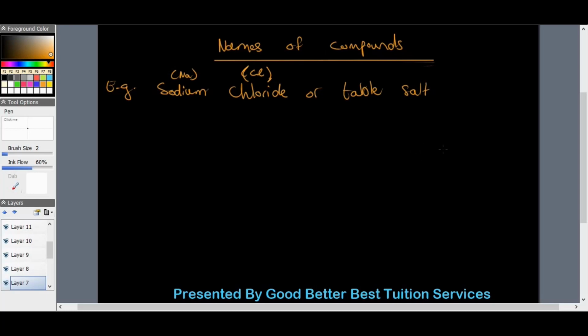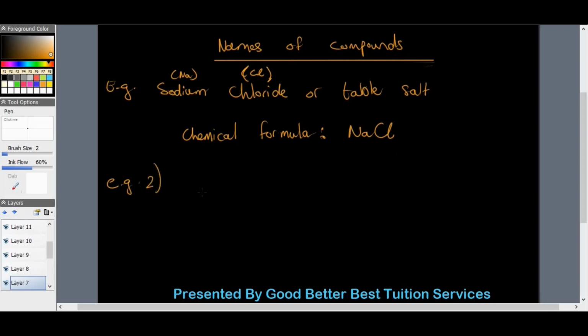Now it's made up of sodium and chlorine. So what would the chemical formula look like? The chemical formula would look like this. Let me just specify it. Na for sodium, Cl for chlorine. Okay, let's take another example.